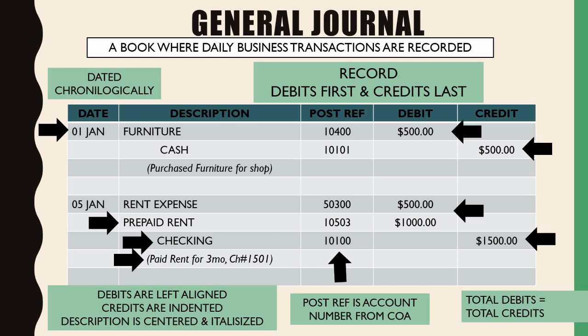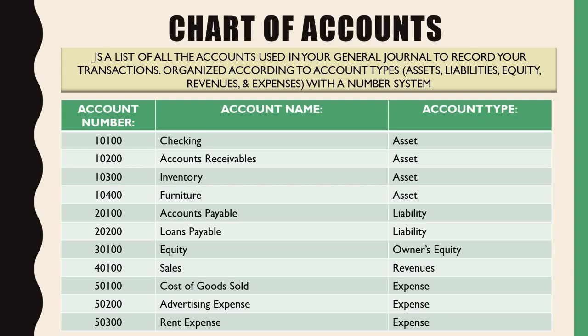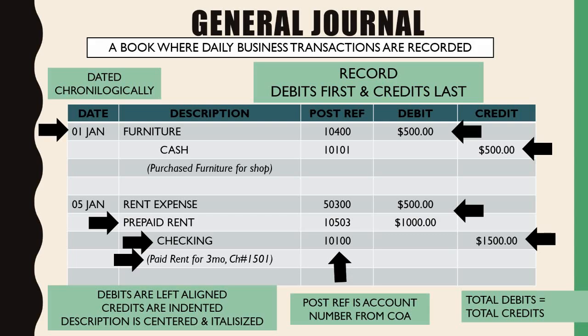But in this case, let's go ahead and proceed to the next column, which is your post reference. Your post reference, where does this number come from? This number actually comes from your chart of accounts, if you use account numbers, that will typically be there. So again, my checking is 10100, so it is right here, checking 10100.